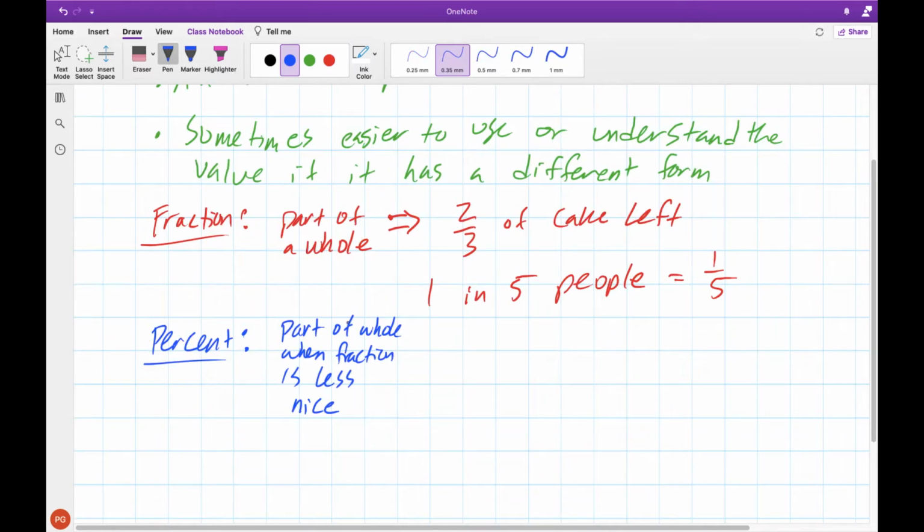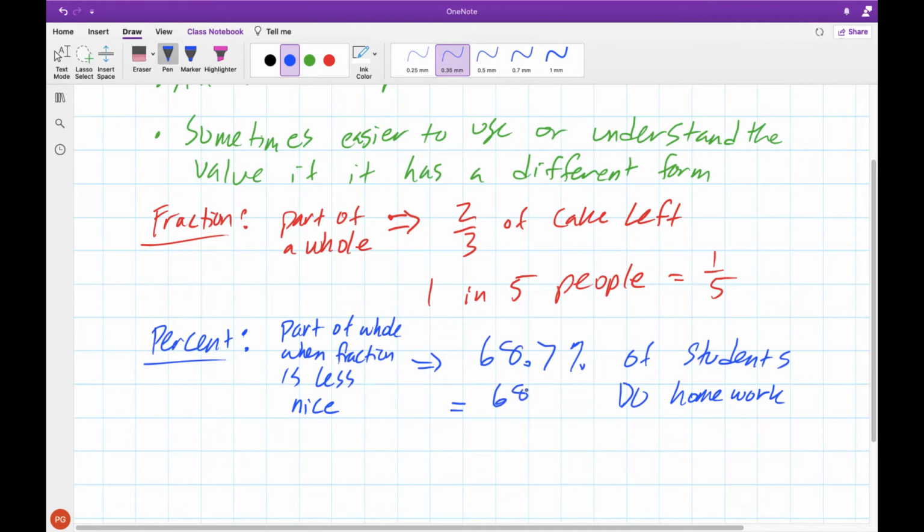Percentages are used in a similar way where we're thinking of part of a whole, but when the fraction is a lot less nice. What I mean by that is imagine we had a statistic like 68.7% of students do their homework. We could represent this as a fraction. This would be the same as 68.7 out of 100, but that doesn't really give you the same intuition as some of these simpler ones. So a fraction is great if the numbers are nice and clean.